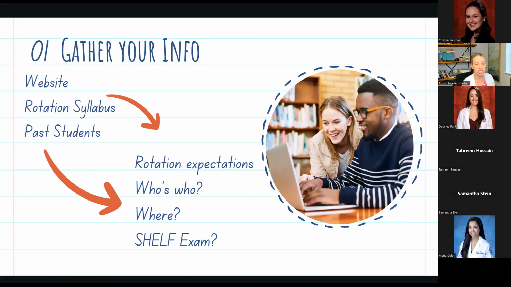Where is the rotation? I don't mean what state or city, but is this an inner city population? Is this a population where there's going to be a plethora of geriatric patients? That's going to help you understand how the ED is going to function, what you need to know, and prepare for that. And is there going to be a shelf exam or not? You need to gather that information to help you in the next stage, which is to prepare.